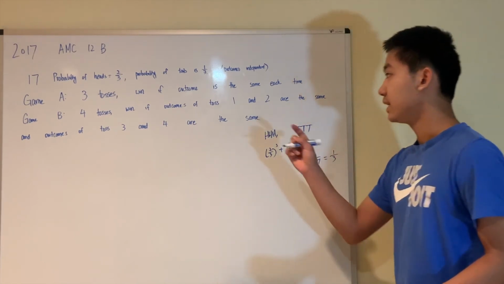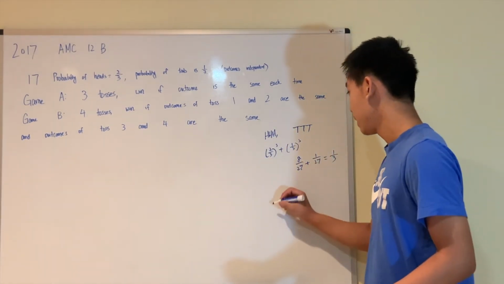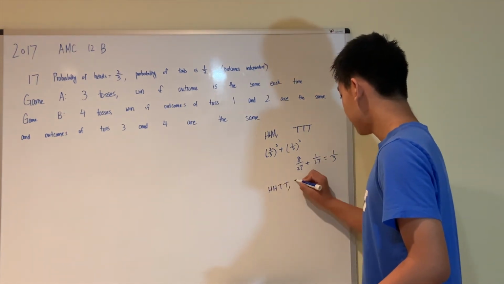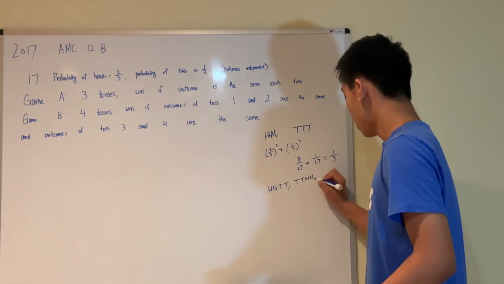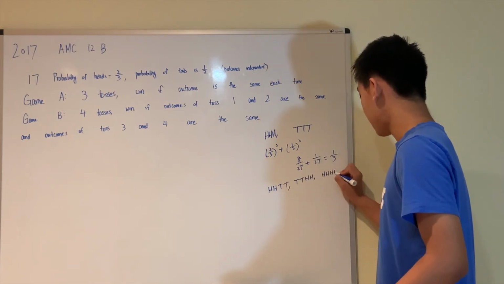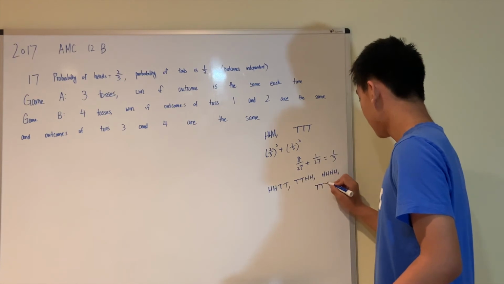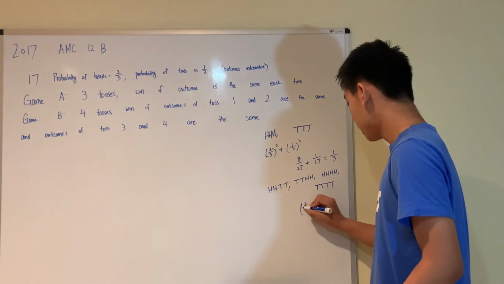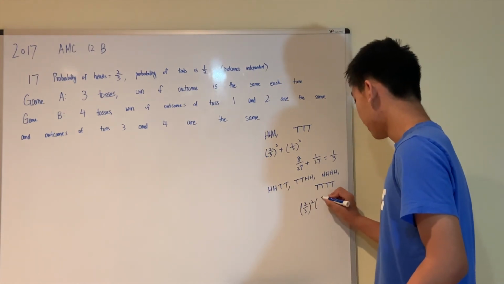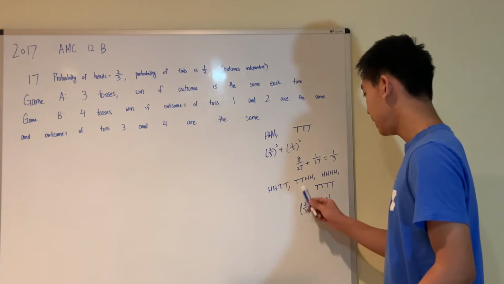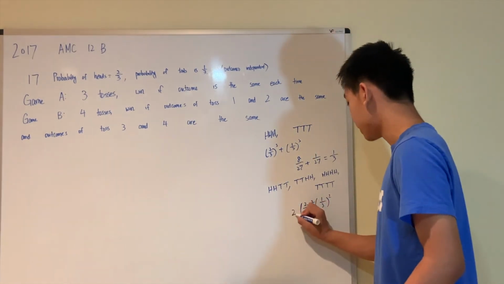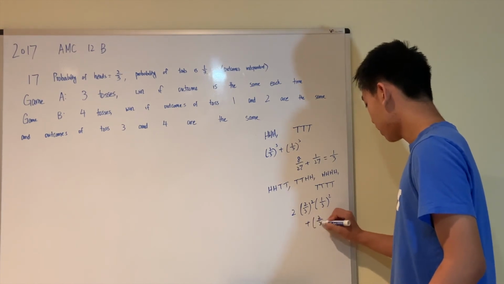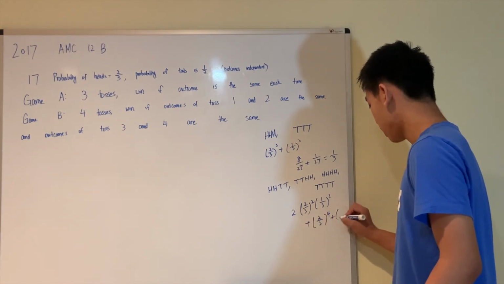which is 1/3. And game B, you have 4 tosses. So you can either have heads, heads, tails, tails, or tails, tails, heads, heads, or 4 tails in a row, or 4 heads in a row. The probability of these two is going to be 2/3 squared times 1/3 squared, and since these are equal to each other, you can just multiply this by 2. 4 heads in a row is going to be 2/3 to the fourth. 4 tails in a row is going to be 1/3 to the fourth.